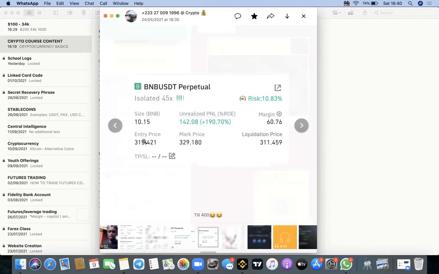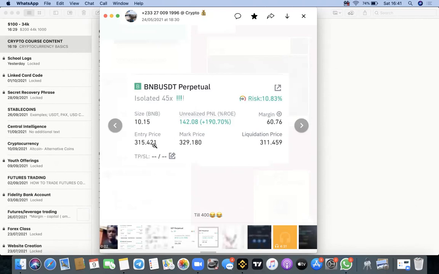Let's check out what entry price is. Entry price is the market price at which the person entered the position or entered the trade. So 315.421 over here means the person entered the market when the price was 315.421, and the person is longing or buying. When you are longing or buying, as I said earlier on, you are expecting a pump, or per se a rise in price.